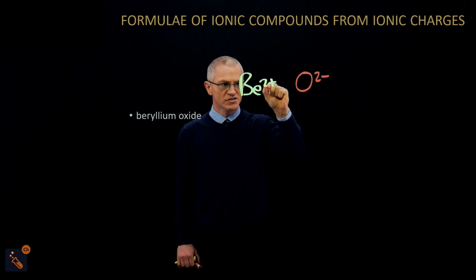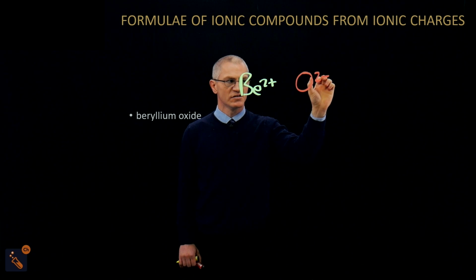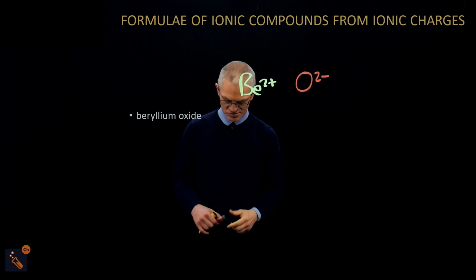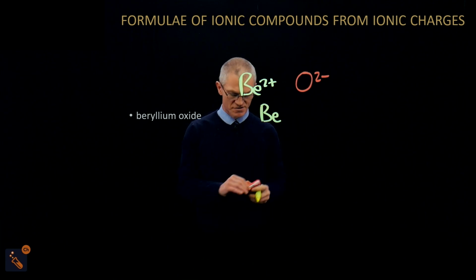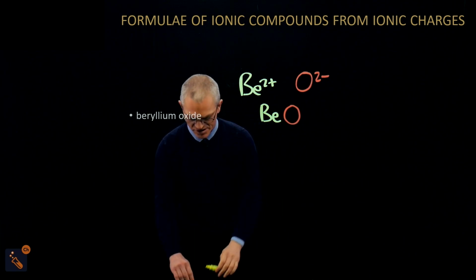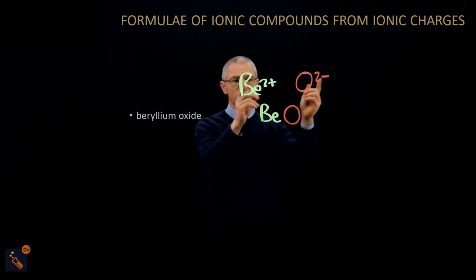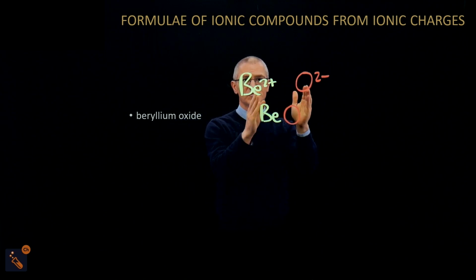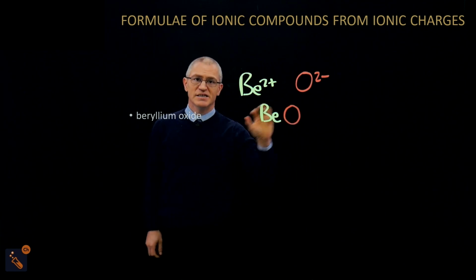Also if you look at the charges, and we really should look at it about balancing the charges, you can see the 2 plus balances out the 2 minus. That means we'll need one of each. So that means the formula is just BeO, because both charges cancel each other out. Even if we're doing the swapping numbers method, they're both the same number. When they're both the same number, you get rid of them. So the answer is BeO.